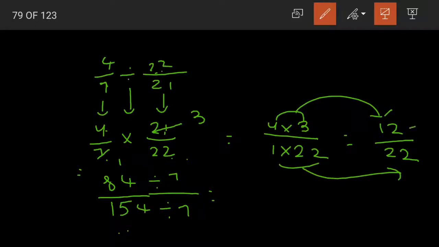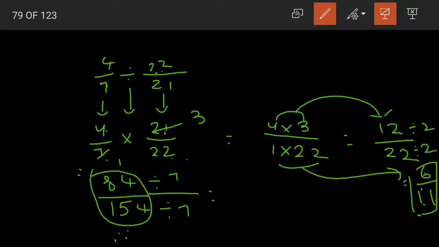Again, these can be divided by 2. 12 divided by 2 is 6, 22 divided by 2 is 11. 6 by 11 will be our answer. This is the simplest form of our answer here. 84 by 154, you can write this answer, but this is not the simplified answer, children. You have to find out the highest common factor, and then divide both the numerator and denominator by it, so that you will get the simplest form.